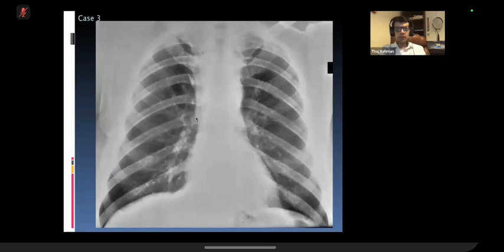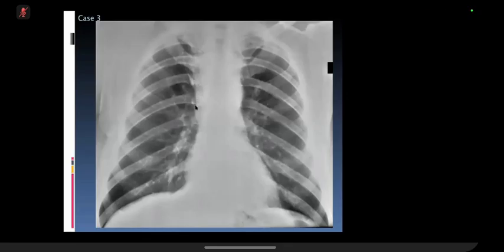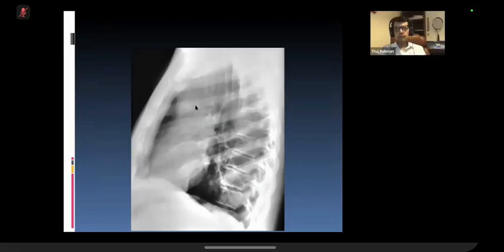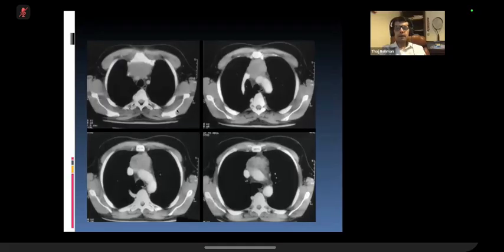Okay. That's not normal. That opacity is not normal. You should see the hilum. So there is lymphadenopathy, most probably in the right tracheobronchial angle. Lateral shows soft tissue there. And you do CT, of course. When you see mediastinal widening, you need to do CT. And do you want to have a go at the CT? Yeah, sure.